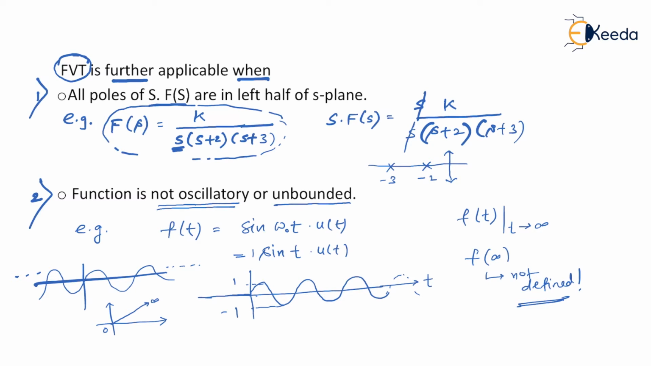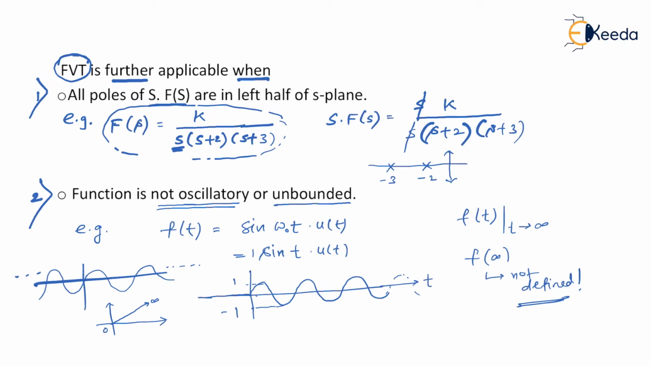And whenever they are asking you to use a final value theorem, it is expected that the result should turn out to be a finite value. So it should always give you a finite value. So final value theorem is not applicable when functions are either oscillatory or unbounded in nature. Also, all poles of s times F of s must lie on the left half of the S-plane, and only then final value theorem can be applicable.